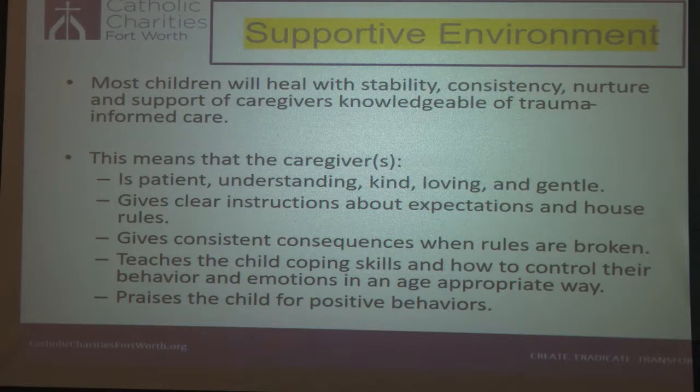It gives consistent consequences when rules are broken. It teaches the child coping skills and how to control their behavior and emotions in an age-appropriate way, and praises the child for positive behaviors. Consequences have to be real. Don't make promises of something you're not going to do. And if you say this is the consequence for not doing this or for doing this, then you need to follow through.